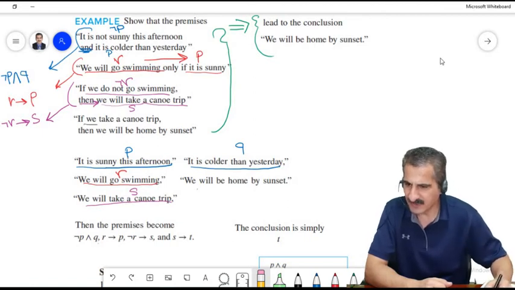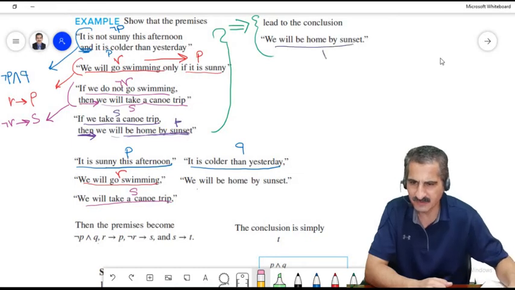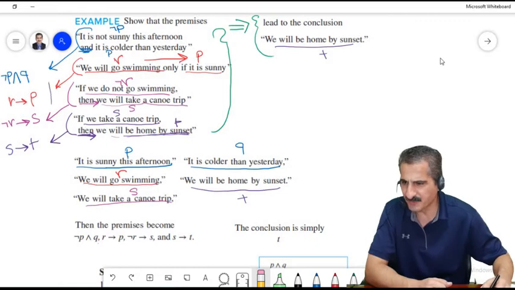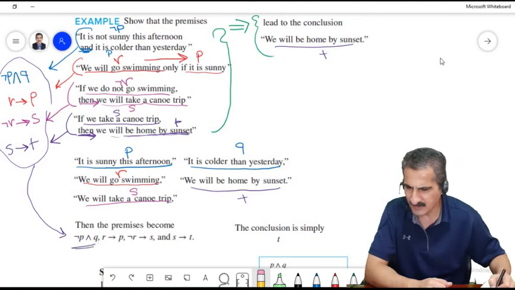If we take a canoe trip, which is S, then we will be home by sunset. And this is the conclusion. We will call it T. So if we take a canoe trip, which is S, then we will be home at sunset, and this is T. Okay, now we have these premises, and we want all of them together to give the conclusion.